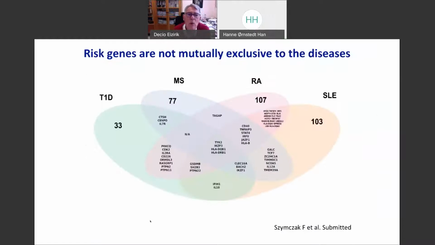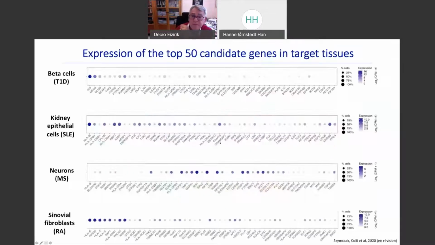And indeed, when we look at the risk genes, putting together the 4 diseases, you find that TYK2 is one of the 4 candidate genes in common between the 4 autoimmune diseases. You have other genes that are disease-specific, many that are present in 2 or 3 diseases. So we grew very interested in TYK2, and why?